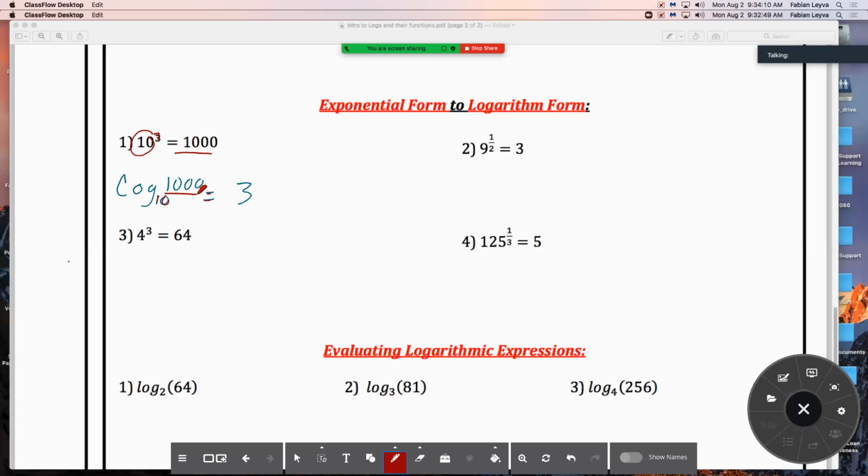But look at number 2, again, log, well, what's my base? It's a 9. Now, what is this whole thing equal to? It's equal to a 3. So I know that I'm taking a log base 9. That is equal to my exponent because a log is an exponent. So those are 2 examples of pretty much how to think of things. Go ahead and try 3 and 4, and we will go over these in a quick second.